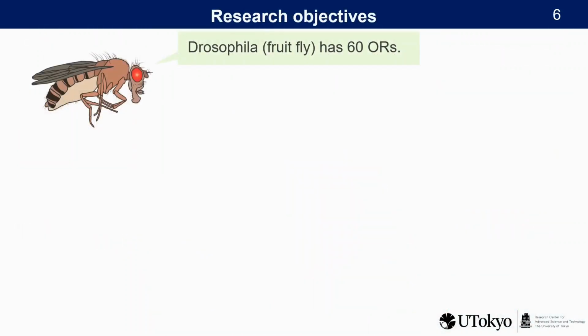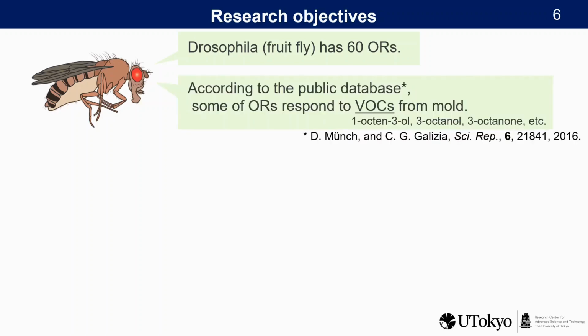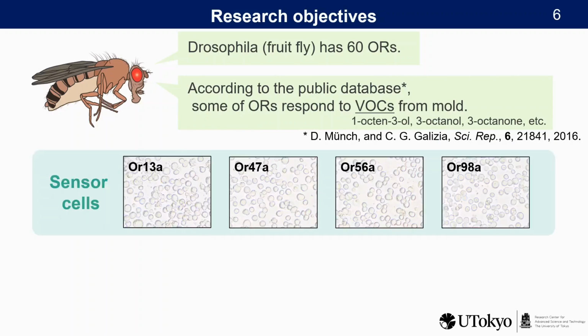For example, regarding the receptor expression in sensor cells, Drosophila fruit fly has 60 OR genes, and an adult fly uses 35 ORs. According to the public database, some of the ORs respond to mold VOCs such as 1-octen-3-ol and so on. We have developed 4 sensor cells with Or13a, Or47a, Or56a, and Or98a receptors from Drosophila.